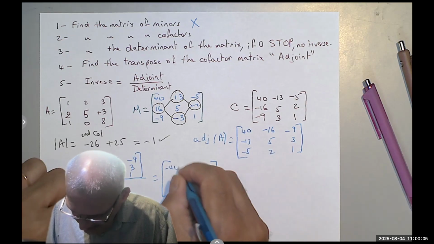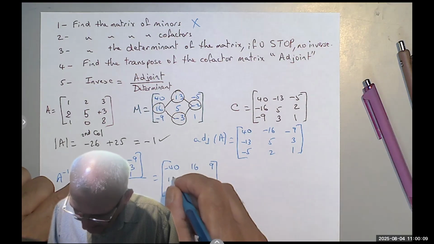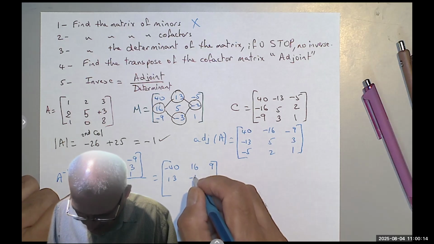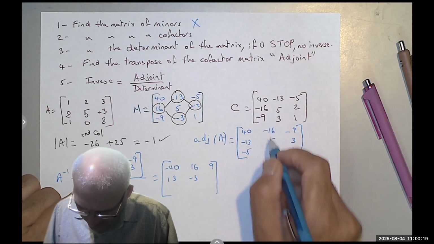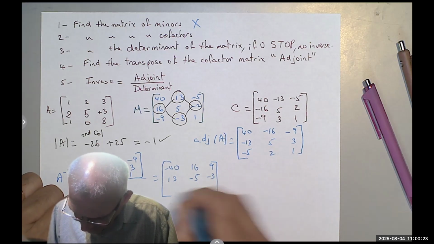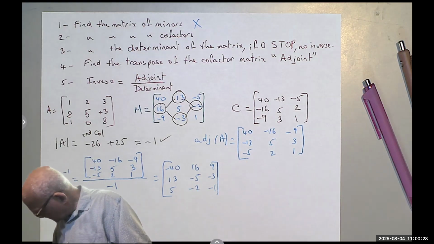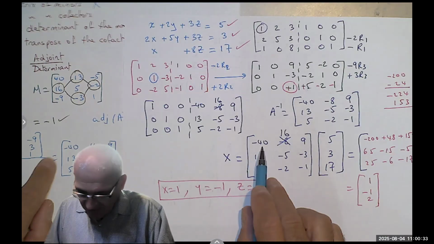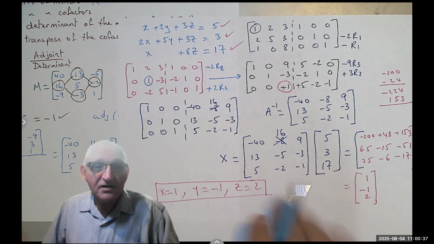Negative 40, 16, 9. 13, negative 5. Did we transpose? Yeah, we transpose that. That's the adjoint. So we are dividing, changing those. 5, negative 2, negative 1. Check. Negative 40, 16, 9, 13, negative 5, negative 3, 5, negative 2, negative 1.